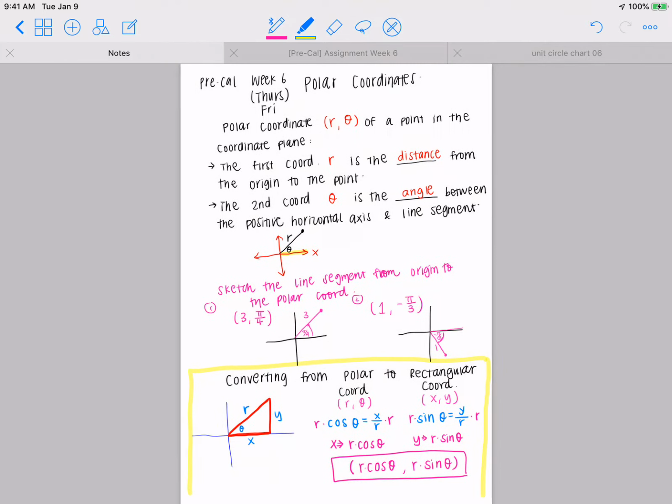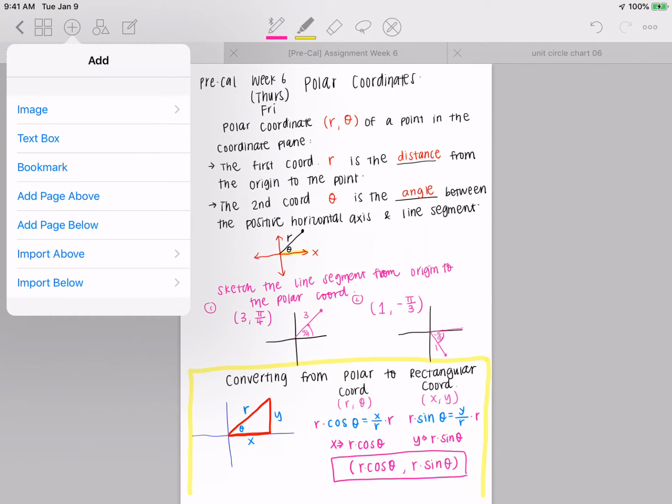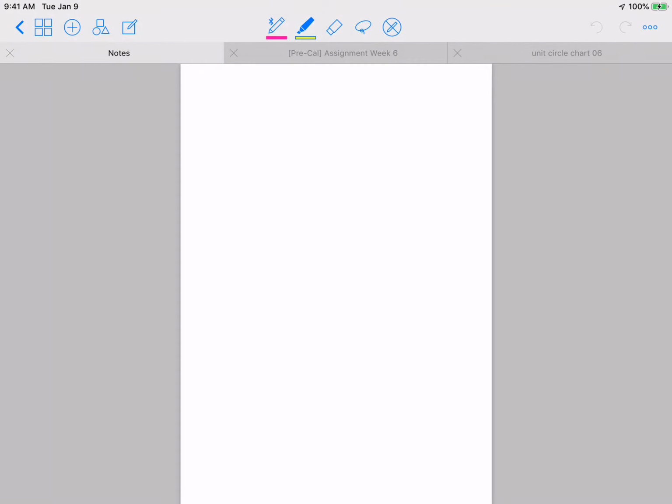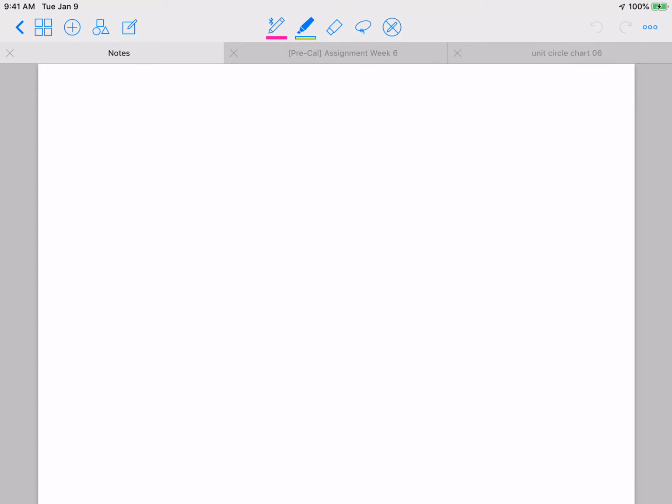Okay, and that's it so far. So I'm gonna give an example for this part, this conversion, and then I'll do vice versa. Okay, so let's do an example.